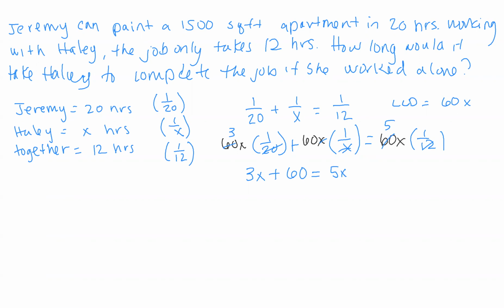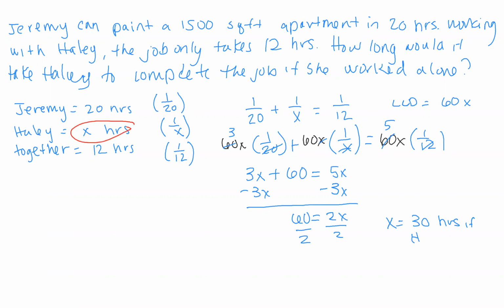So I want to go ahead and solve for x. This is now a linear equation. So I want to move my x's, get them together. So I get 60 equals 2x. I divide by 2. And I get that x equals 30 hours. Now remember, x in this case was Haley. All right. So this is 30 hours if Haley works alone.